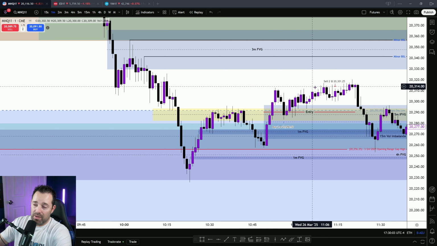We had that opening range as well, which is between 9:30 and 10 a.m. This was the high and this was the low. So if you mark the high, mark the low, throw some deviations out there with the fib, look what happened. Look what happened. Came back up. Here's that area.